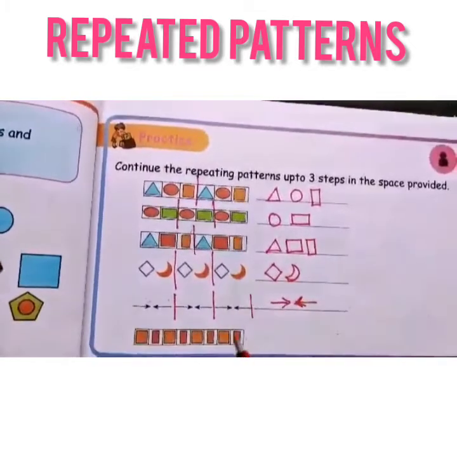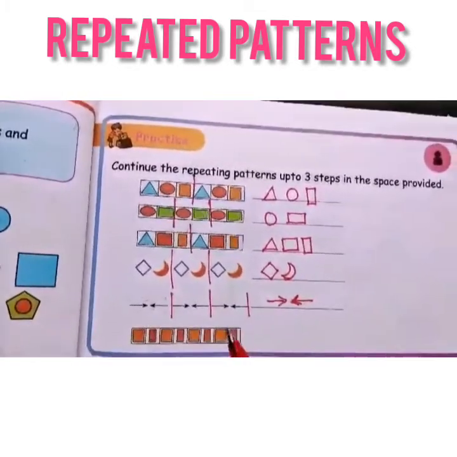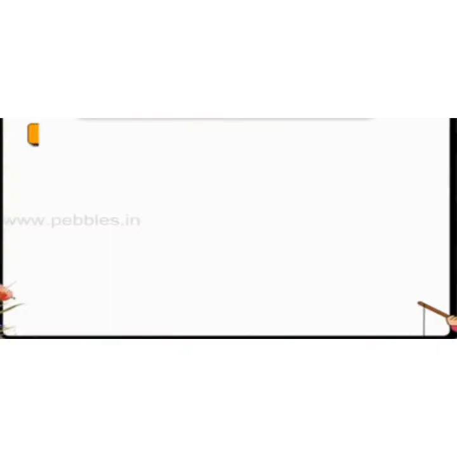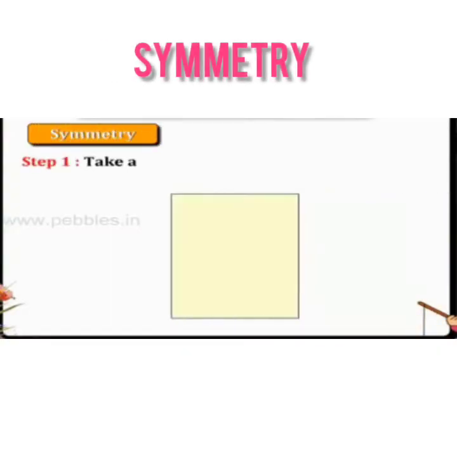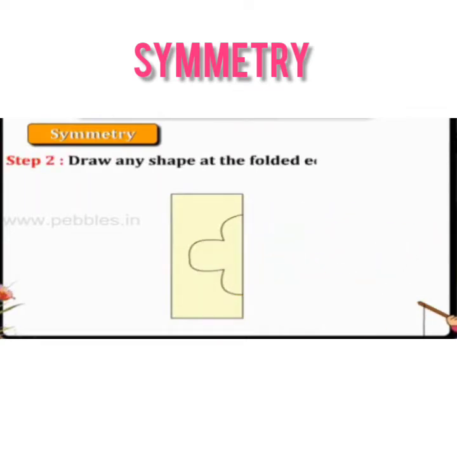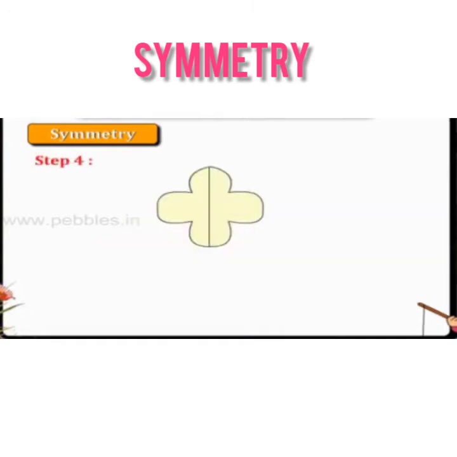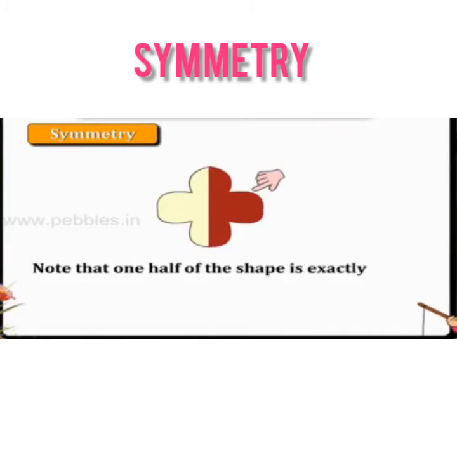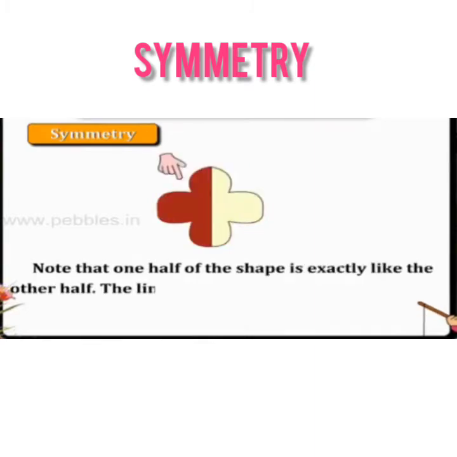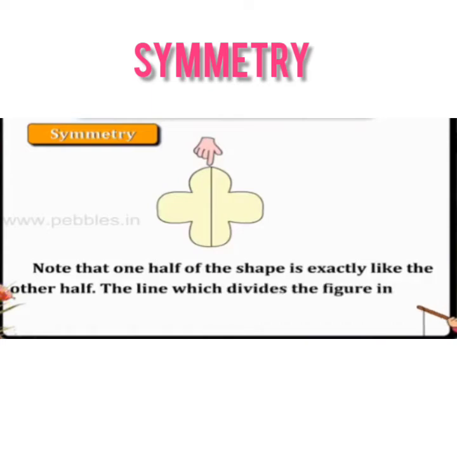I hope children you all understood this repeated pattern. Next we are going to see about symmetry. Step 1. Take a sheet of paper and fold it. Step 2. Draw any shapes at the folded edge of the sheet. Step 3. Cut the shape. Step 4. Unfold it. Note that one half of the shape is exactly like the other half. The line which divides the figure into two exact halves is called the line of symmetry.